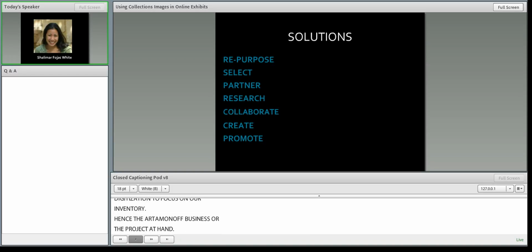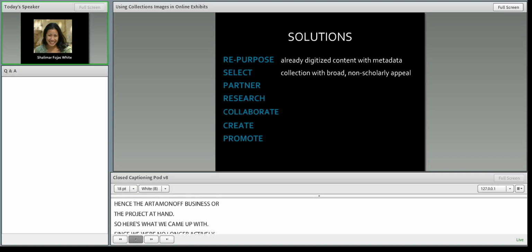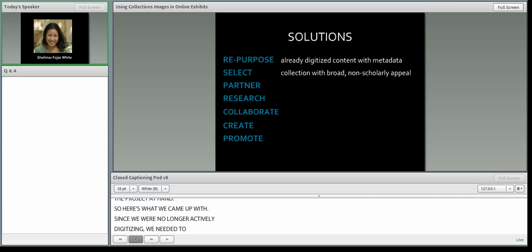So here's what we came up with. Since we were no longer actively digitizing, we needed to repurpose material so that we could build something quickly and cost-effectively. And we wanted to select a collection that had potentially broad appeal beyond those Byzantinists. Artamonoff's photos fit the bill, and better yet, being a mercenary-minded manager, they were already digitized. There was legacy metadata that we could clean up, and then just over 500 photos, so a manageable set for an achievable goal. I assigned Gundar as the project lead, but she couldn't do it alone.